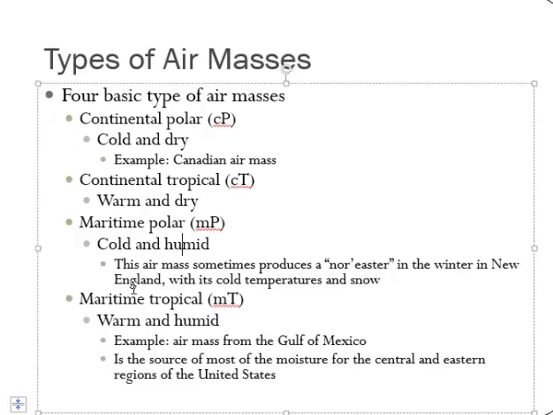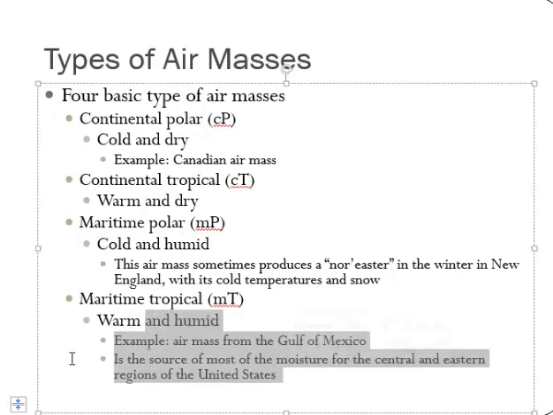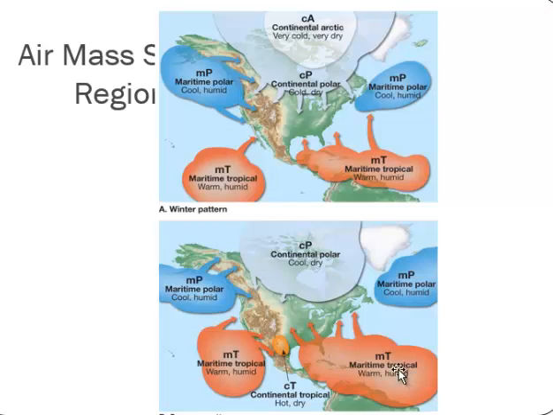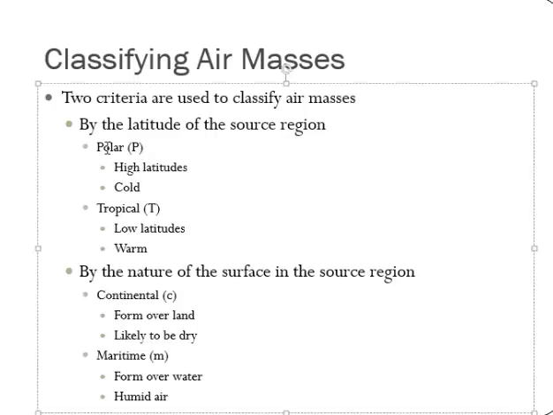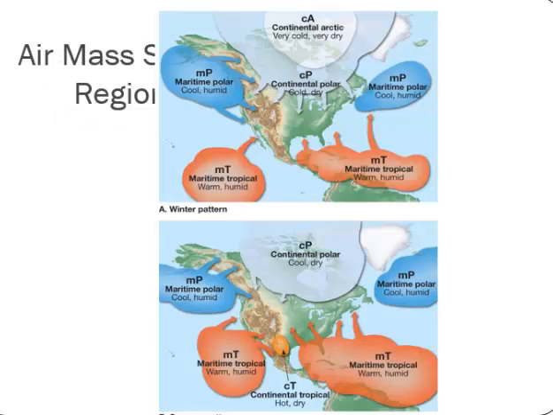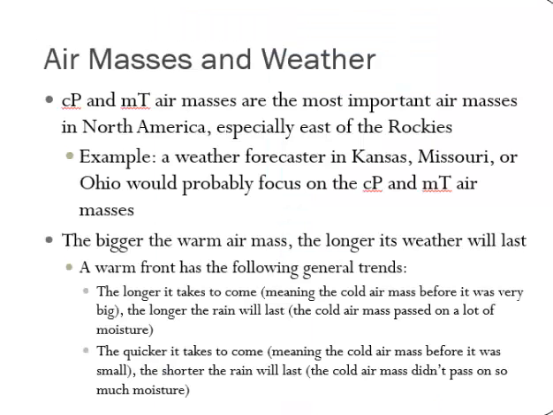Okay, you also have maritime tropical, which comes from the ocean, but it also is hot. Comes from the Gulf of Mexico, comes from the southeastern United States, this area, or this area, or this area. And again, this is really just a reiteration. If it's polar, if it's high latitude or cold, and tropical if it's low latitude and therefore warm, continental if it forms over land and is dry, and maritime is when it forms over water and therefore is humid.